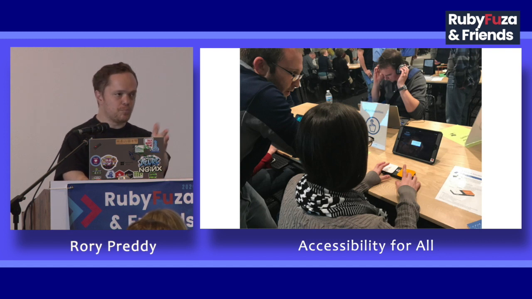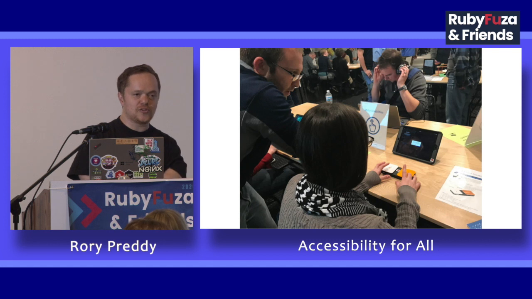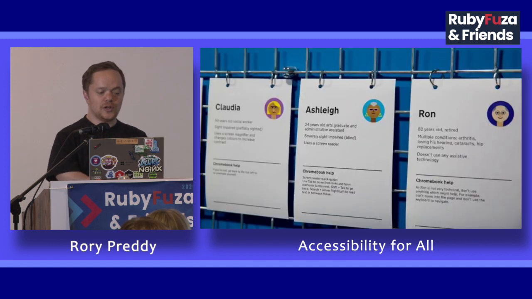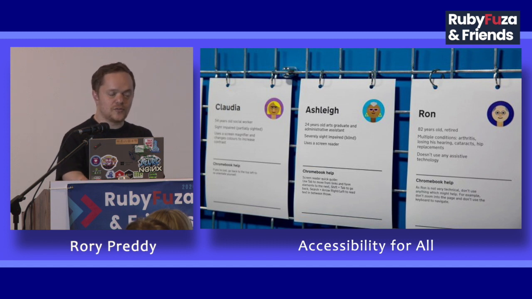So you define that, you can book that with multiple providers, and then you define your persona spectrums. And we'll go through a nice example also on how you can do this. So you define your persona spectrum. You can see here Ron, 82-year-old, retired, multiple conditions, arthritis, losing his hearing, hip replacement, doesn't use any assistive technology. And then you actually sit through your website, through these empathy labs, and you run through these persona spectrums.